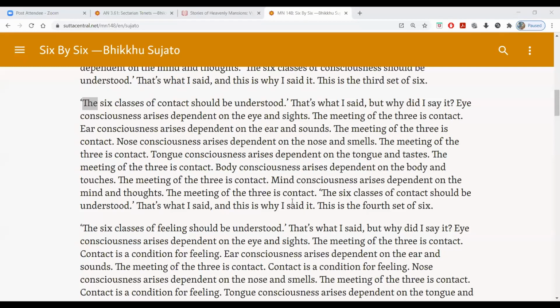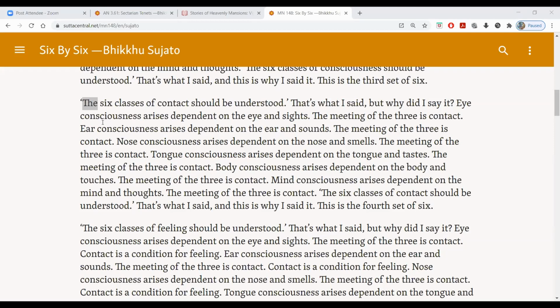So what is the meaning of contact as Buddha explains? Eye consciousness arises dependent on the eye and sights. The meeting of the three is contact, or eye contact. So here we need to understand that when we see something, three things come together. What are those three things? The eye, the visual object, sights, and the eye consciousness.